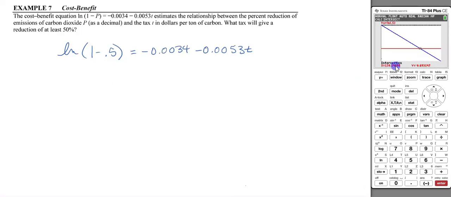And there we are. Which variable is the tax dollars? The tax dollars is going to be your x. So $130.14, and that's the tax per ton of carbon. A cost of $130.14 per ton of carbon will reduce the emissions of carbon dioxide by at least 50%.